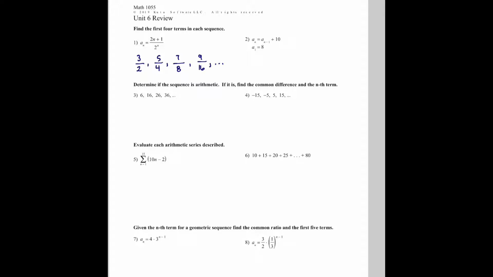Now for question 2, a recursive formula, it states here that the first term is 8. And then it says to get the next term, you take the previous term, that's what a sub n minus 1 means, previous term, and you add 10. So to find this term, I take the previous term and add 10. So that's going to be 18, and then you just keep adding 10 to the previous term.